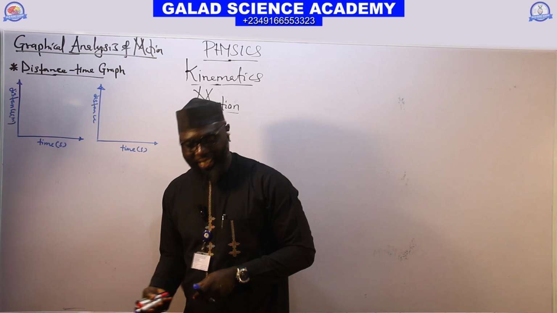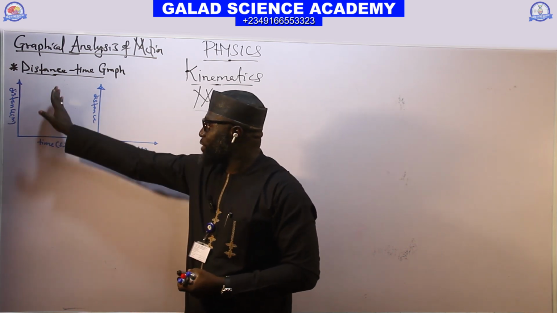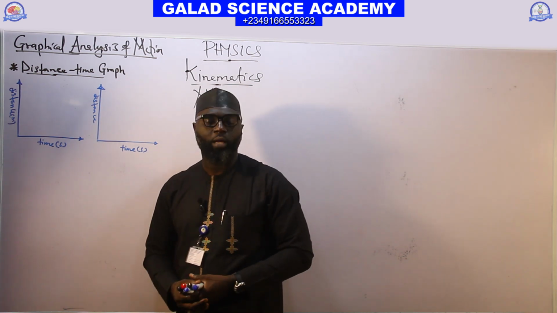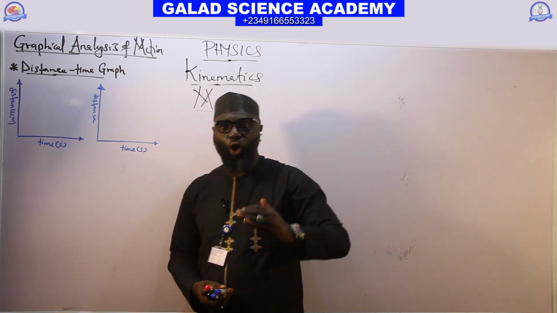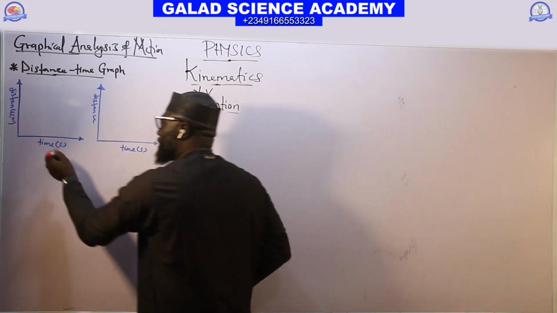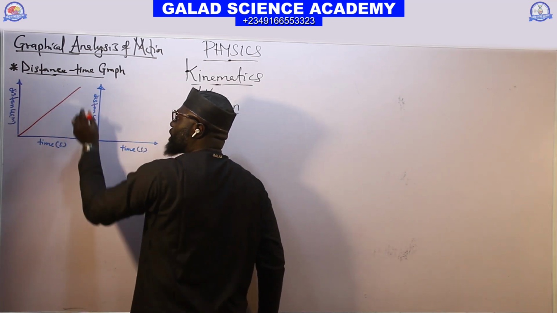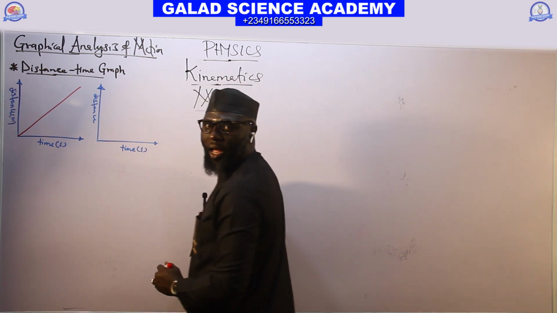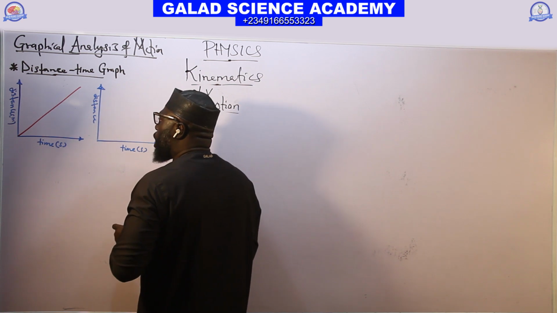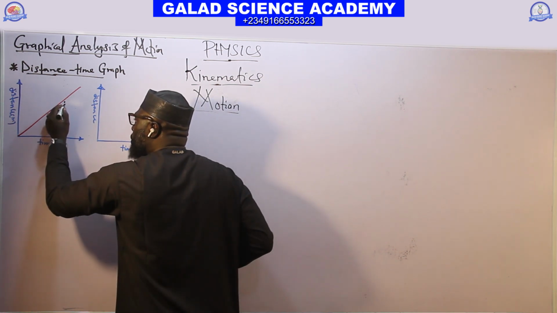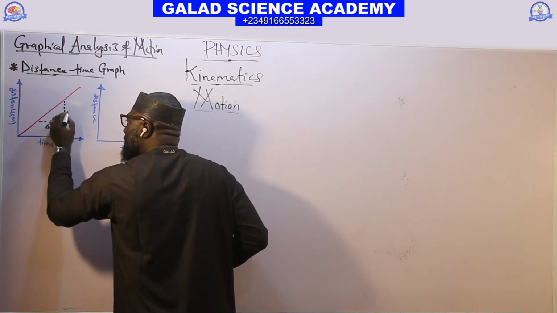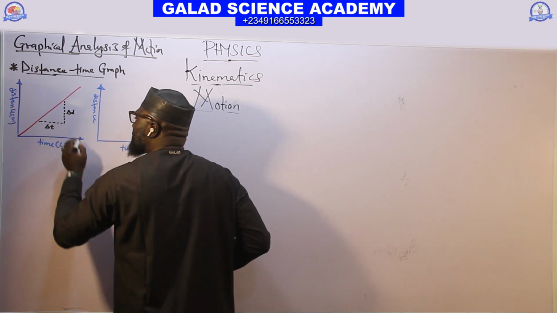In a graph of distance against time, we all know that automatically our slope or gradient is speed, because speed is the ratio of distance to time. So if I now draw the graph in this form, my graph is a straight line. If the graph is a straight line and we find the slope of the curve, this place will be change in t, and here we have change in distance.